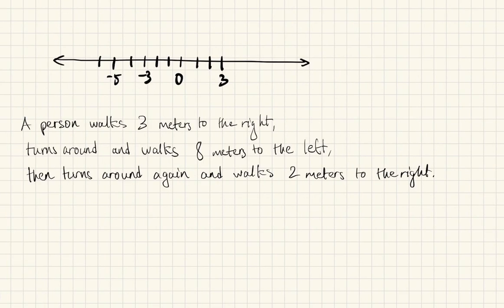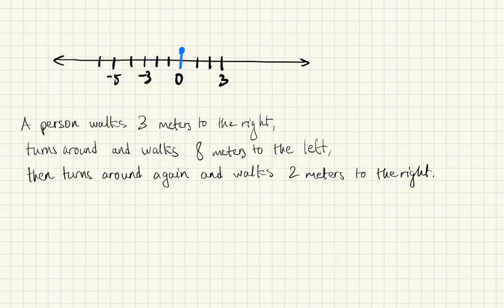Let's move on to the next example. This example says that a person walks 3 meters to the right, turns around and walks 8 meters to the left, and then turns around again and walks 2 meters to the right. Let's think about what the displacement is going to be. Let's say that this person starts at point 0, so that's the initial position.